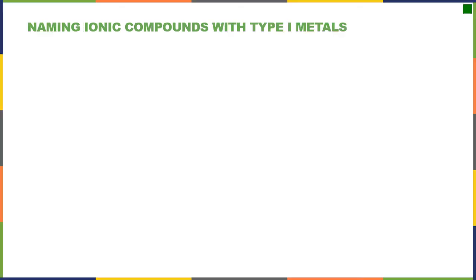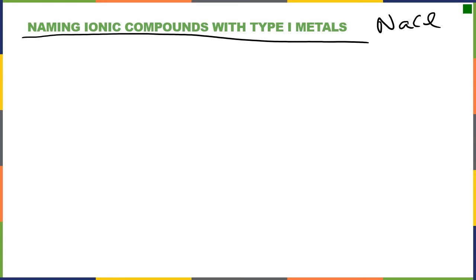So what are we going to do with this? Well, if we want to name ionic compounds made of type 1 metals, we're going to start with one we know, and that is NaCl. And we understand the patterns on these better than we think we do.